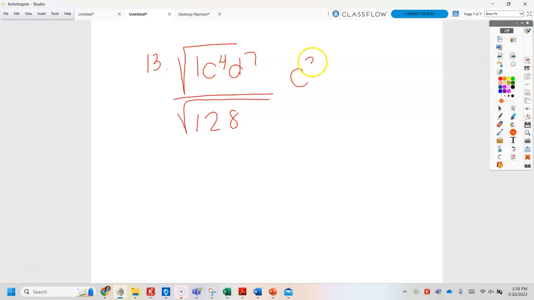So c to the 4th is going to become c squared, because you're going to divide 4 by 2. d to the 7th is going to be like d to the 6th and d. So the 6 is going to become a 3, and the square root of d is going to stay. 128 is going to break into 64 and 2. But what is the square root of 64? 8. So you're going to get 8 square roots of 2. But that leaves a no-no in the denominator. It leaves the square root of 2. So we're going to multiply top and bottom by square root of 2.